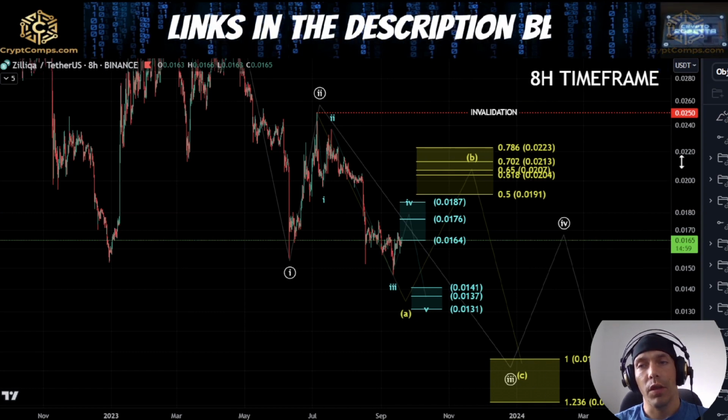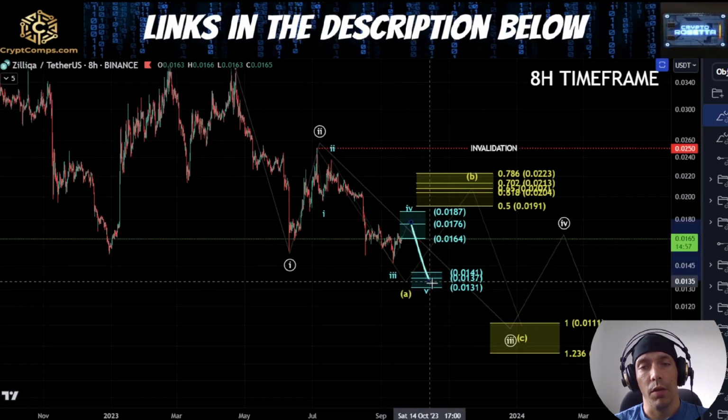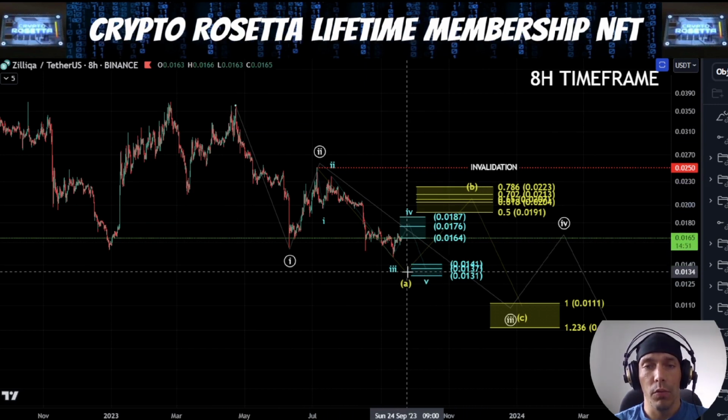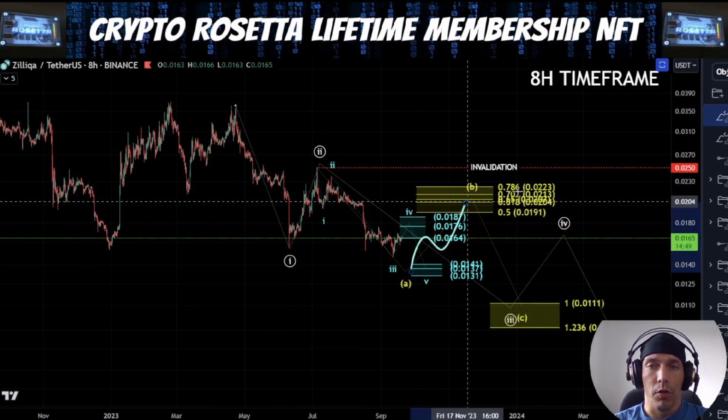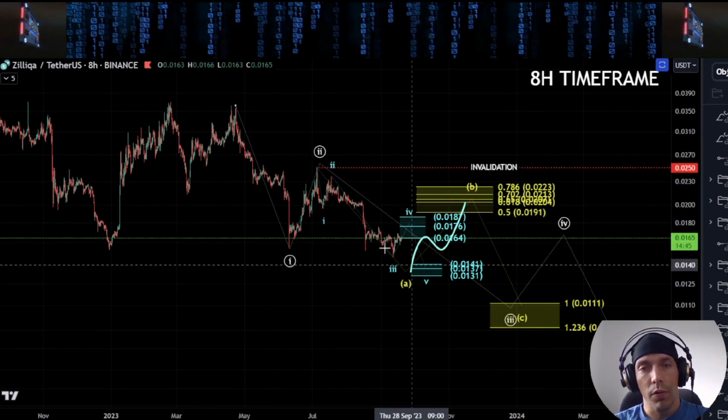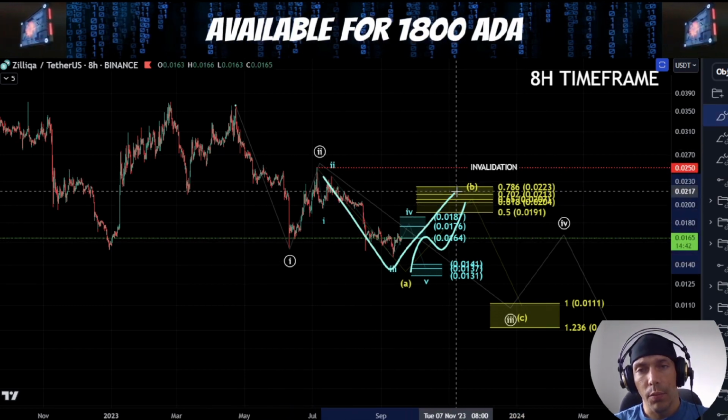If we do see something like this move down one more time in this way, what I'll then be looking out for here is the potential that this move could then find another rejection here in this yellow target box. So that would be treating this whole move here as a bigger A, a B, and then a C.